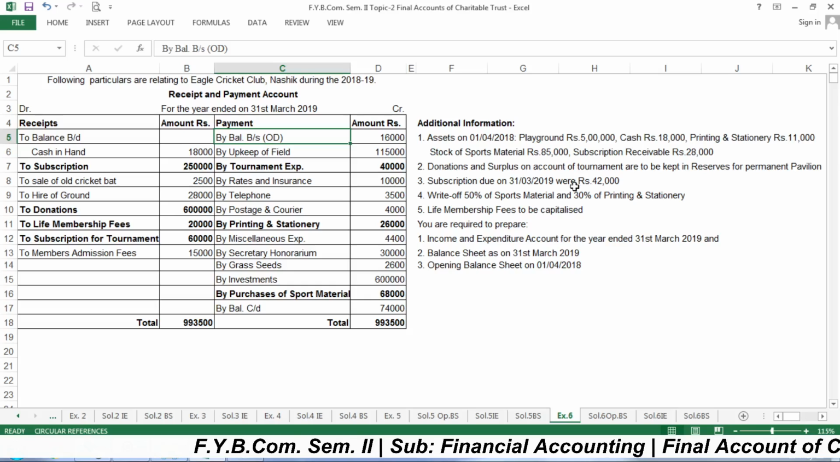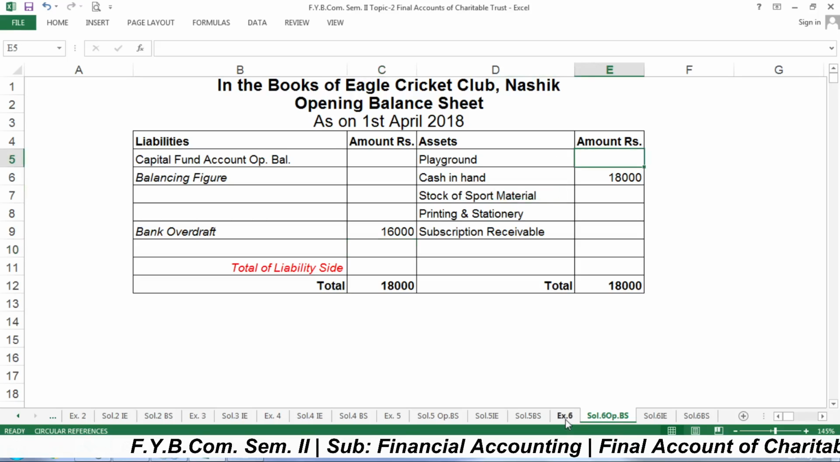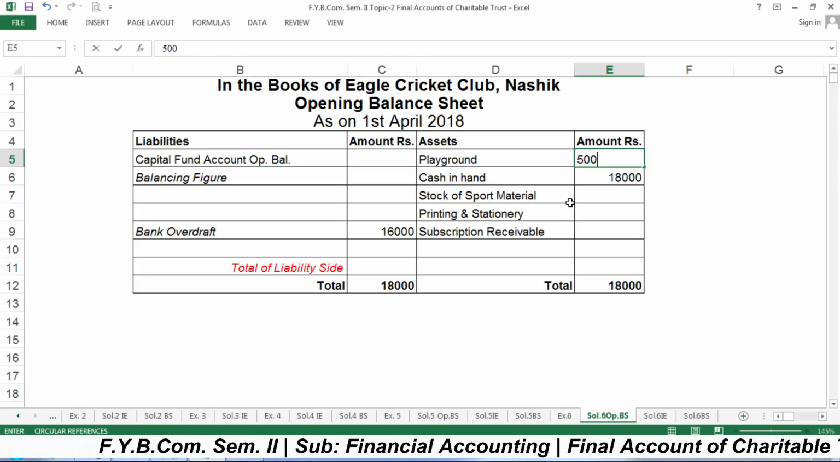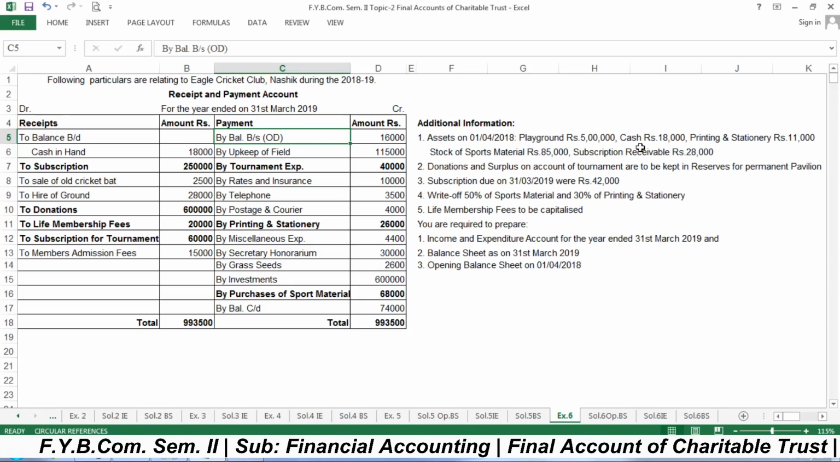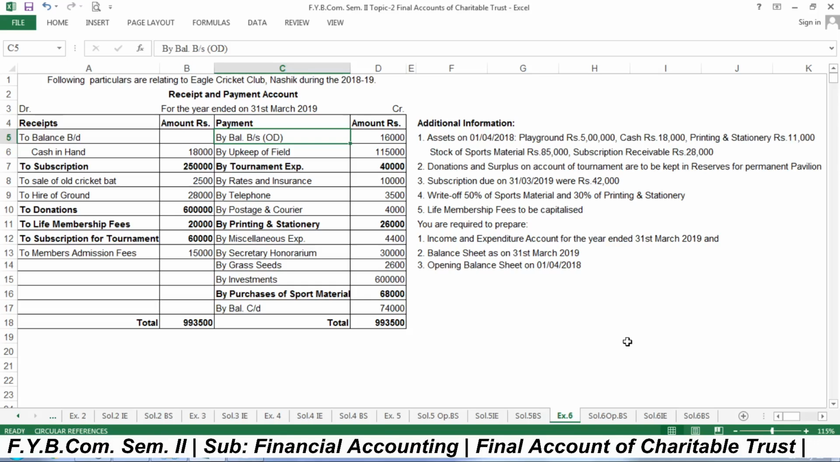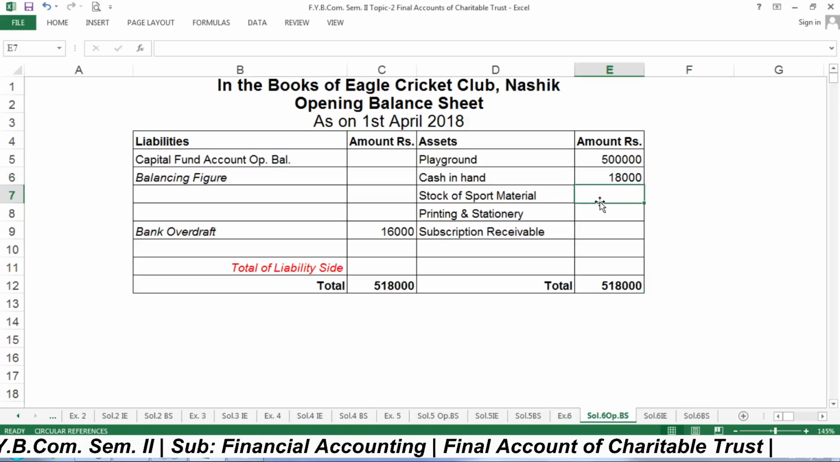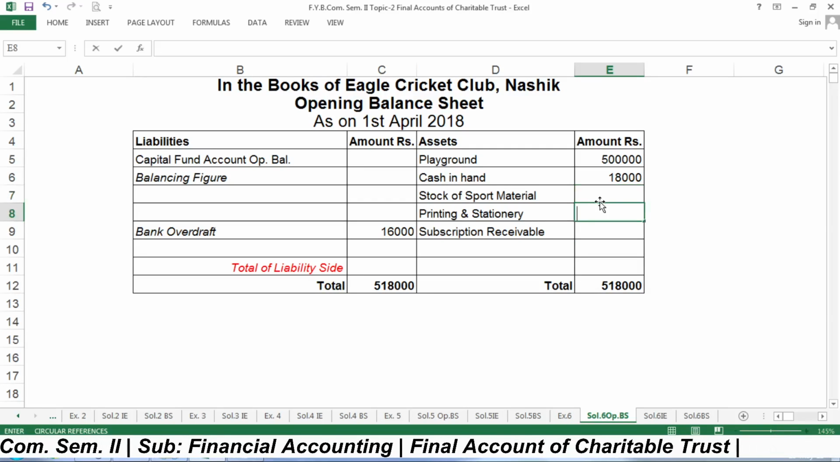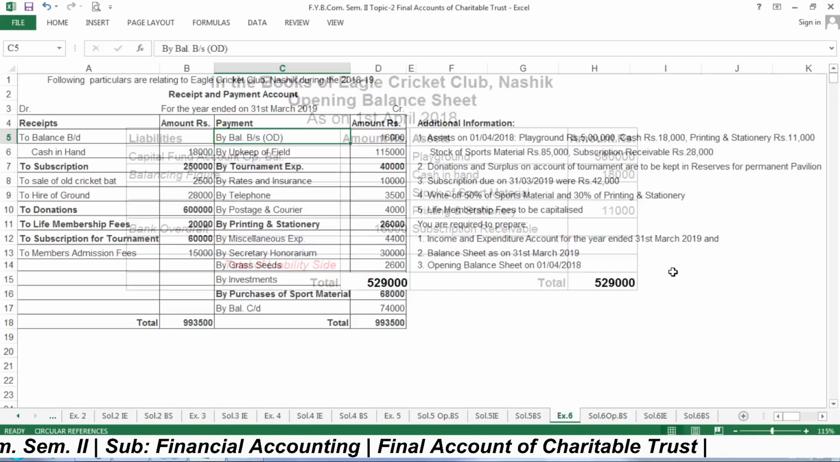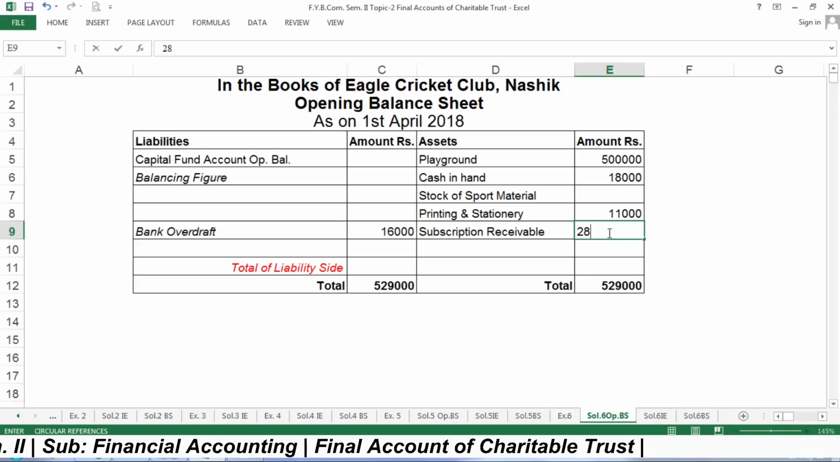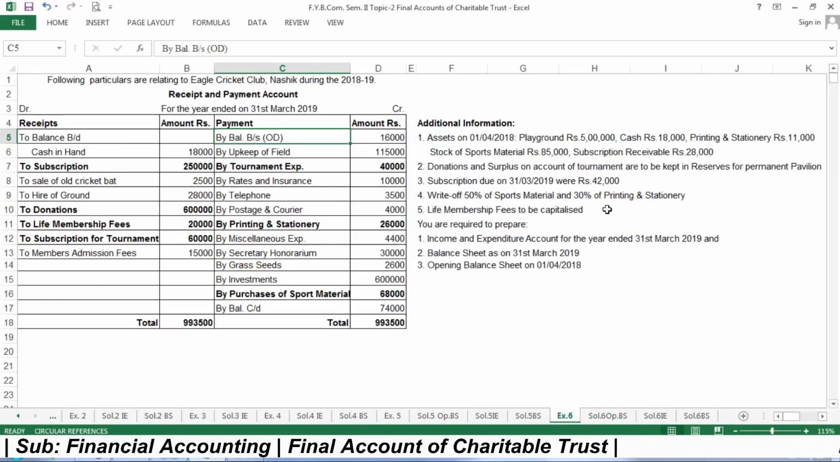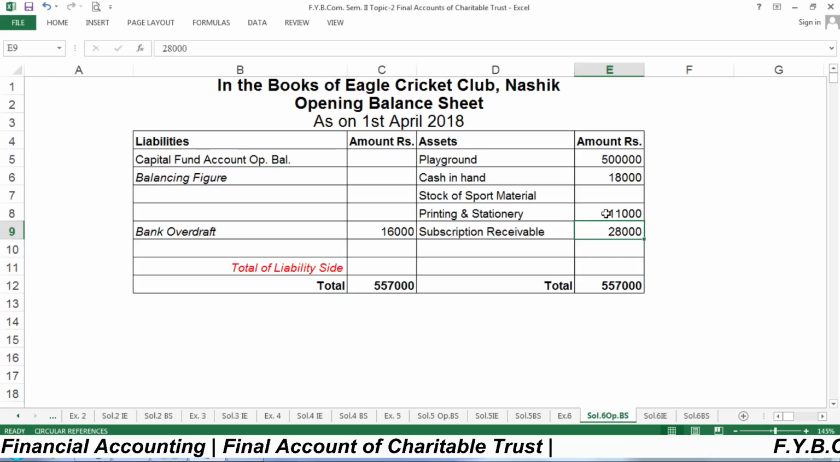After that, we have assets: playground 5 lakh, cash 18,000, which I have already mentioned. So playground is of rupees 5 lakh. After that, we have another asset, printing and stationery, stock of printing and stationery 11,000. And then we have subscription receivable of rupees 28,000, and sports material of rupees 85,000.